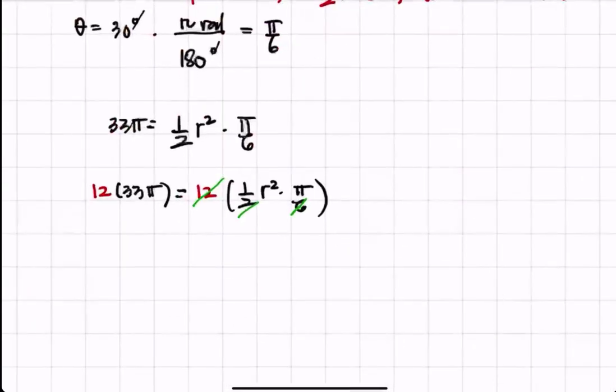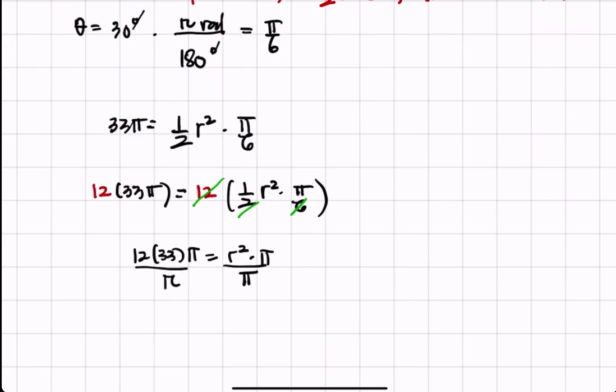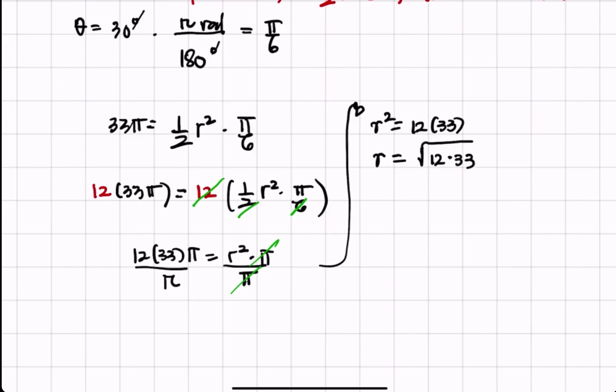So, r square, so 12 times 33 pi is r square pi. We are computing for r. Divide both sides by pi. Cancel. Therefore, r square is 12 times 33. And then you get the positive square root of both sides, kasi radius is non-negative. Okay.